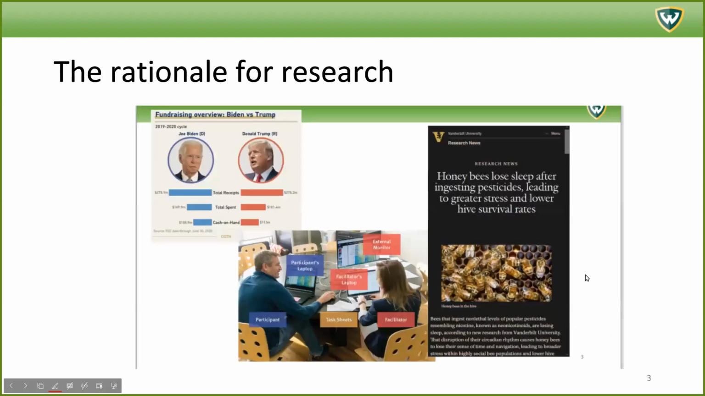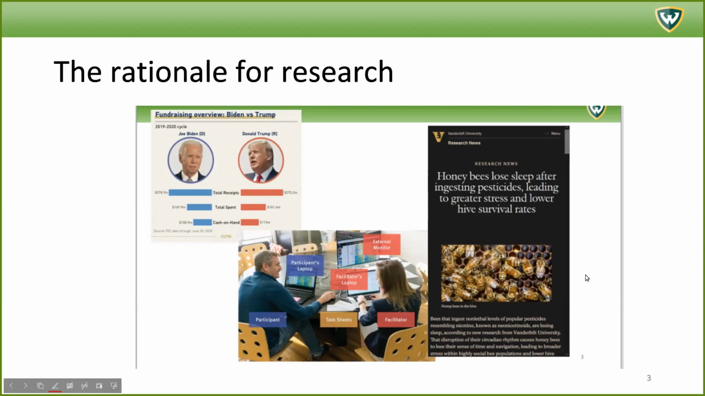So let's first talk about the rationale for research. And the idea here is what is the rationale for a deep inquiry about anything, for not only searching for information, but research and truly understanding the characteristics of our world, whether in politics, in information technology, in the natural sciences.